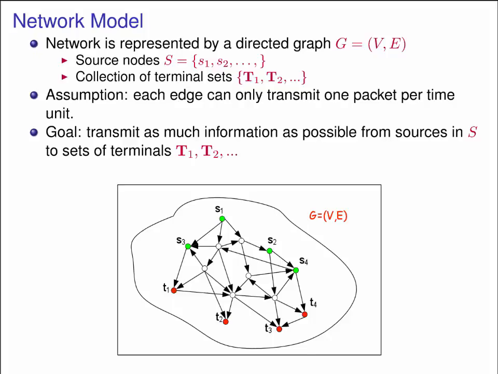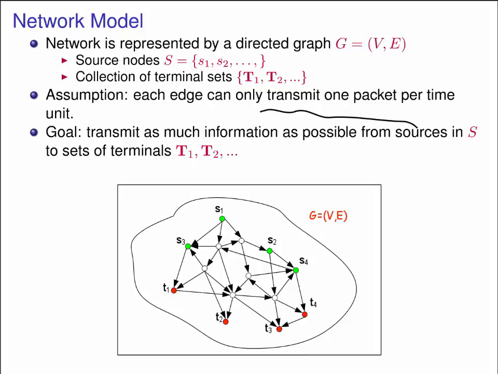Again, in the most general case, we have a set of source nodes. For example, here the source nodes are depicted by green vertices, so we have 4 source nodes. And we have a set of terminal nodes. Here we have 4 terminal nodes depicted by red vertices. Again, we assume that each link can transmit 1 packet per time unit. This is important for uniformity, but in general, we can also model links of higher capacity by just splitting them into parallel links.